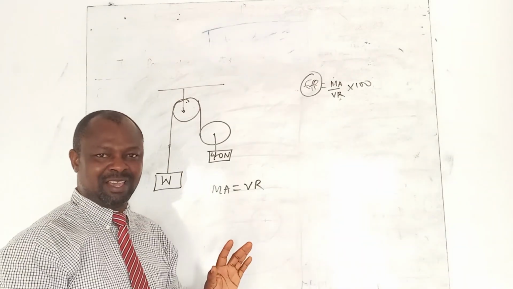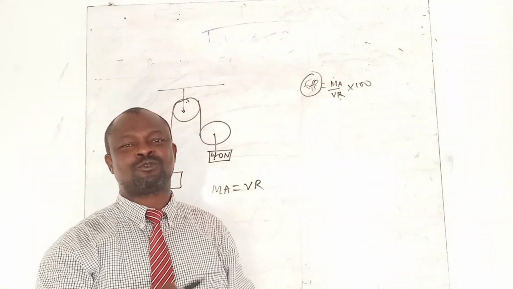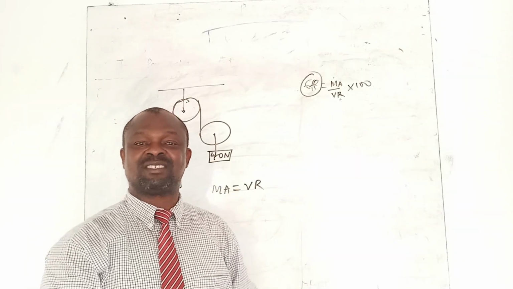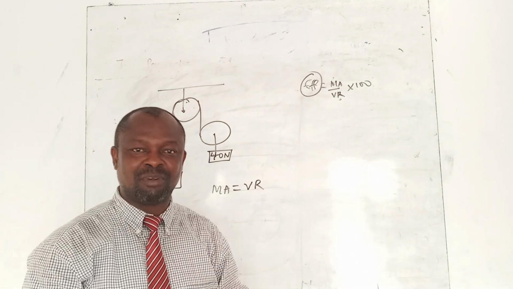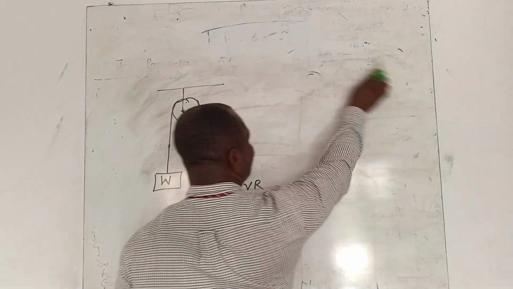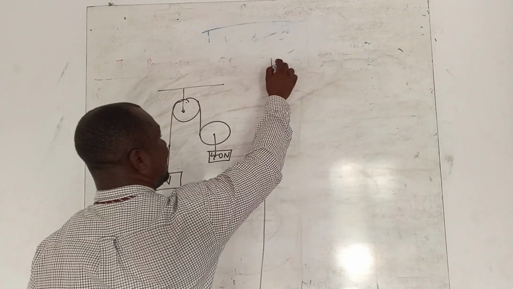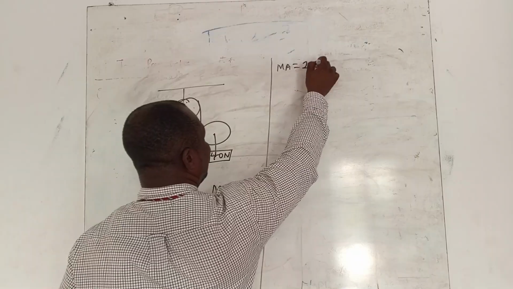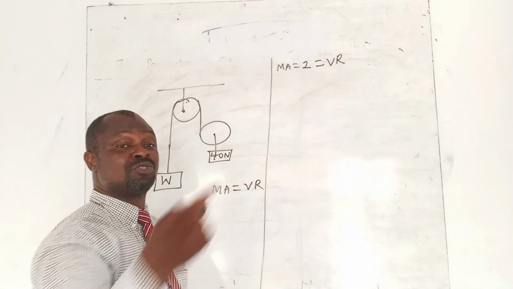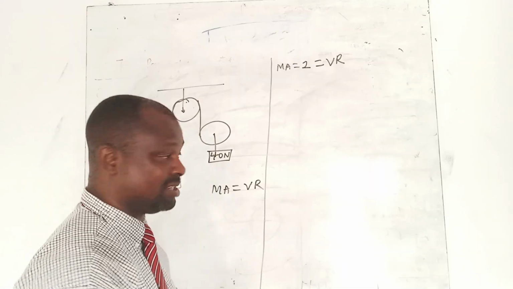Now there are two pulleys here. When you have a system of pulleys that we call block and tackle, when you have 2 or more pulleys joined together to lift a load, the velocity ratio of the system is equal to the number of pulleys in that system. In this case, we have 2 pulleys. This means that our mechanical advantage is 2 and our velocity ratio is 2. Remember, because the pulleys are 2, the velocity ratio is 2. If we have 4 pulleys, the velocity ratio will be 4. If we have 6 pulleys, the velocity ratio will be 6.